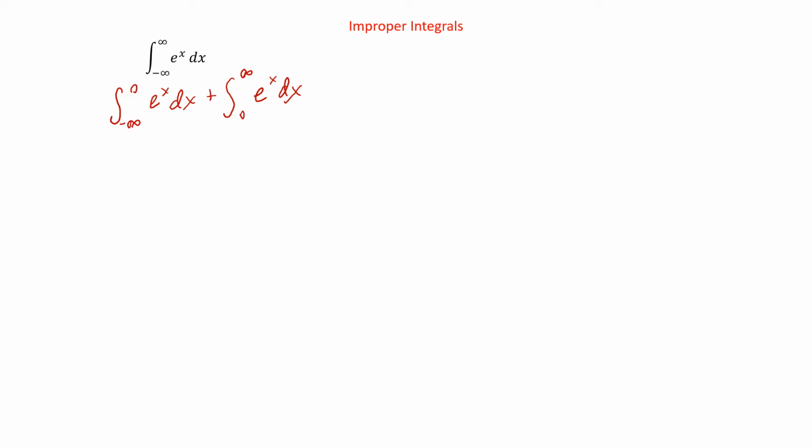Then for this, we'll have to take the limit on both sides. So we'll have the limit as a is going to negative infinity from a to 0, e to the x dx, plus the limit as b is going to positive infinity, 0 to b, e to the x dx.